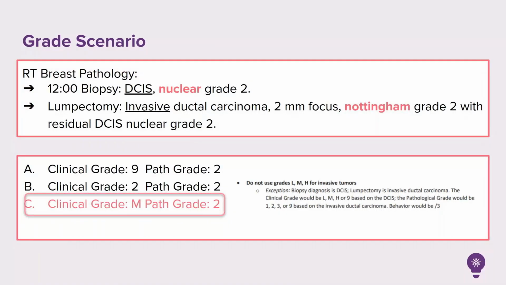Our biopsy showed the in situ disease of nuclear grade 2, and then the lumpectomy showed the invasive disease with the Nottingham grade 2. The grade manual note 5 says do not use grade LMH for invasive tumors, but has the exception that if the biopsy diagnosis is DCIS and the resection is invasive, clinical grade would be assigned M based on the DCIS, and the path grade would be based on the invasive. Your behavior would still stay at the /3.